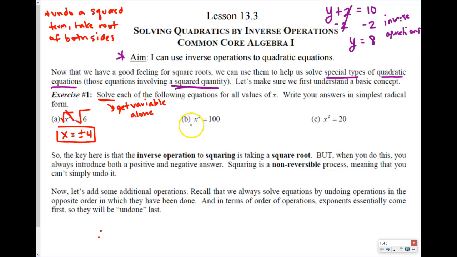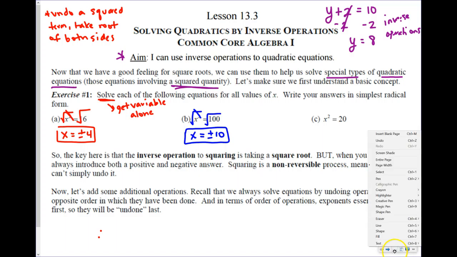So for letter B, I want to get x alone, take the square root of both sides. That cancels out the squared, I'm left with just x, and I get plus or minus 10. Because the square root of 100 is either 10 or negative 10. Okay? Now this one's a little bit trickier.